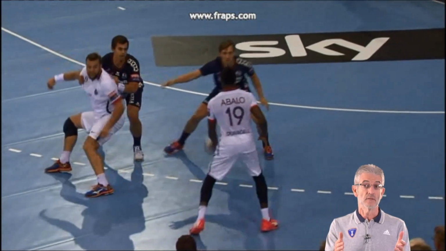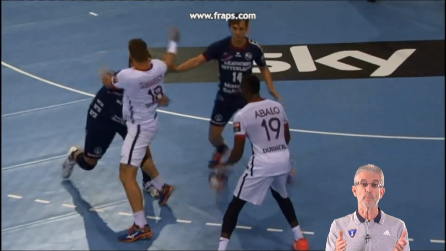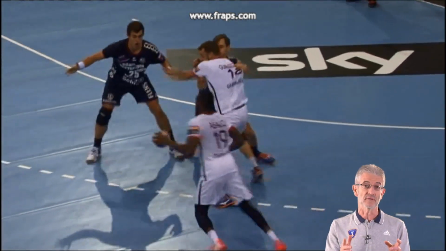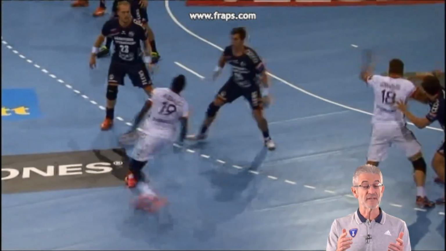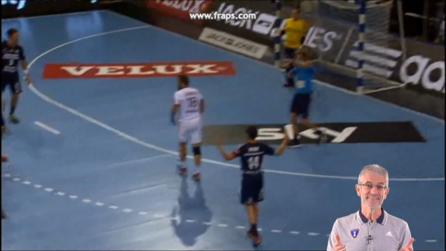In this case, maybe the best decision should be to punish only the defender. You can see the reaction. The defender is so happy and the attacker is so angry.